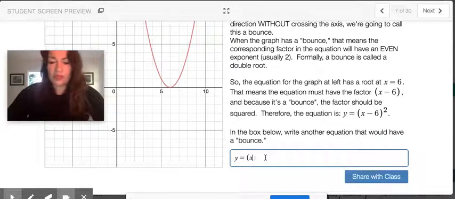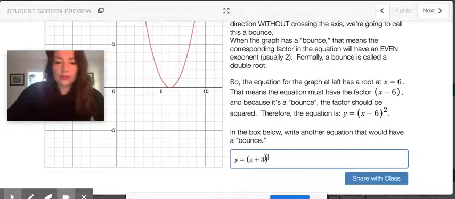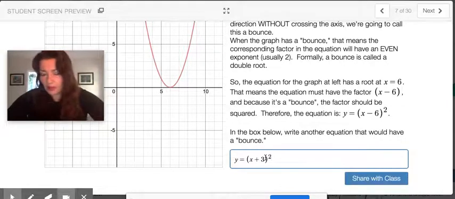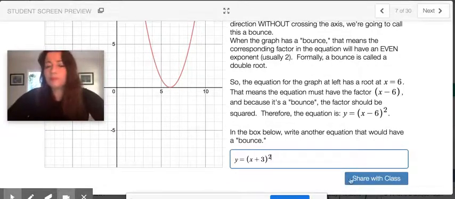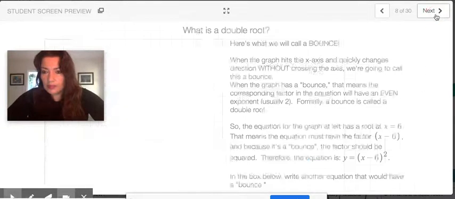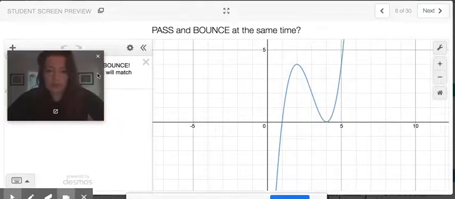In this case, we are looking at degree 2 mainly, so I could put (x plus 3) squared. That would have a bounce. But if you put (x plus 3) to the 22, that would also be an even number, so it would also bounce. Okay, let's see what is next.